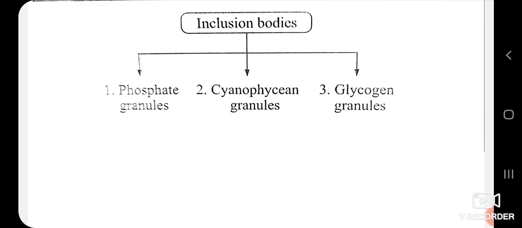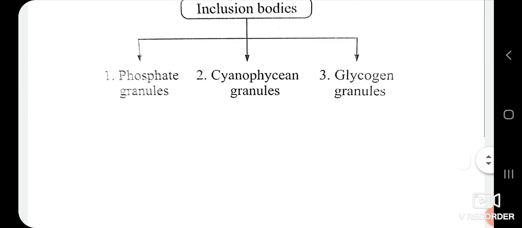Inclusion bodies are a characteristic of the prokaryotic cell, and there are three types of inclusion bodies: phosphate granules, cyanophycin granules and glycogen granules. So here we can make a chart of these inclusion bodies, by which we can easily understand which are the inclusion bodies. Those are the phosphate granules, cyanophycin granules and glycogen granules. So make a chart of these inclusion bodies, then you can easily understand the term inclusion bodies.